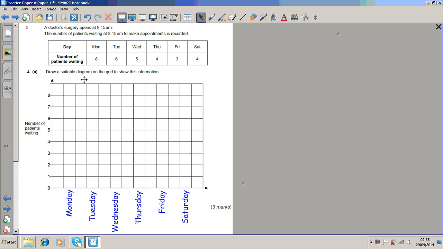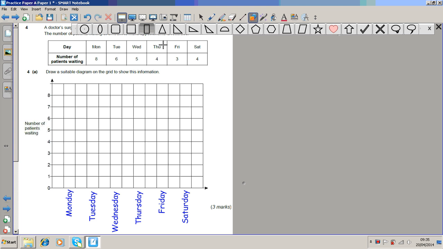Okay. The doctor's surgery opens at 8:15. The number of patients waiting at 8:15 to make appointments is recorded. Draw a suitable diagram on the grid shows information. Okay, so we're going to do a bar chart as a suitable diagram. The key to this is making sure that each of the days are separate in your bars.